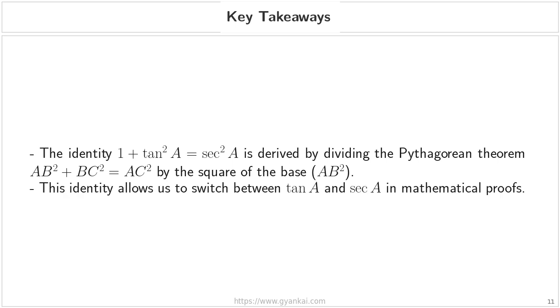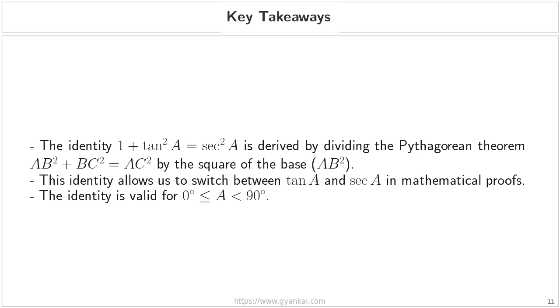Second, keep in mind the practical utility of this formula. This identity is a powerful tool in your mathematical toolkit because it allows us to seamlessly switch between tangent A and secant A when we are working through complex mathematical proofs or simplifying expressions. Finally, always be mindful of the constraints. As we discussed briefly in the previous slide, this identity is only valid within the domain where the ratios are defined, specifically for the range where A is greater than or equal to 0 degrees, but strictly less than 90 degrees. All right, let's wrap up our lesson by reviewing the key takeaways from today's derivation.